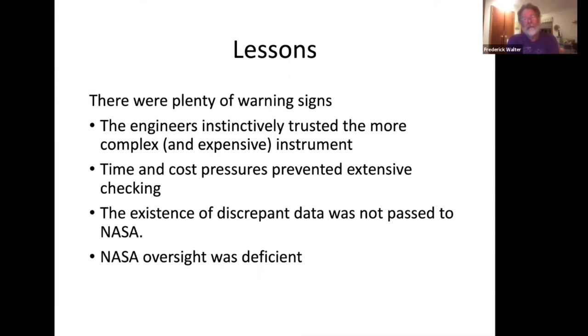And then finally, the existence of discrepant data was not passed on to NASA. NASA has ultimate oversight authority. They didn't ask, they weren't told. So it was concluded that NASA was deficient in its oversight too.